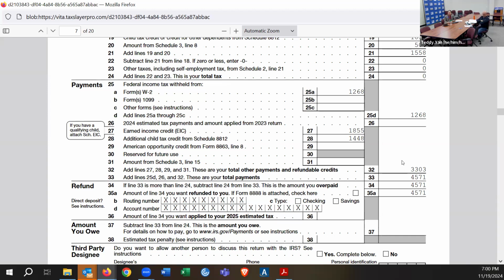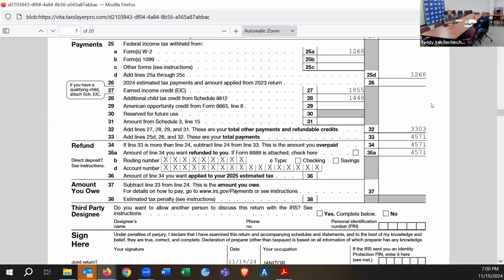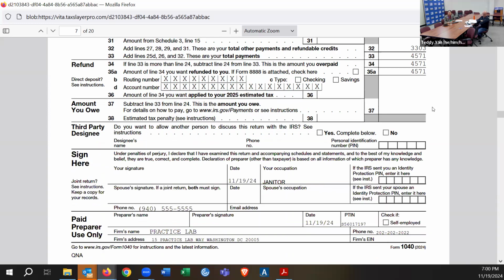So she has $1,268 worth of payments she's already made and $3,303 of refundable credits, which means all told, she has quote unquote made payments of $4,571 on $0 worth of tax. Therefore, we're getting all that back for her, which probably makes her pretty happy. Unless she was expecting more.